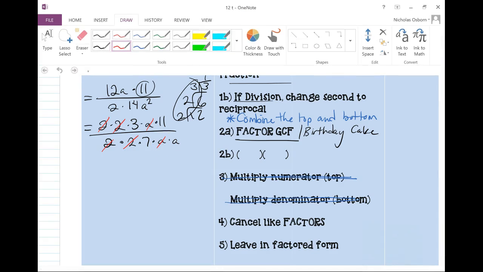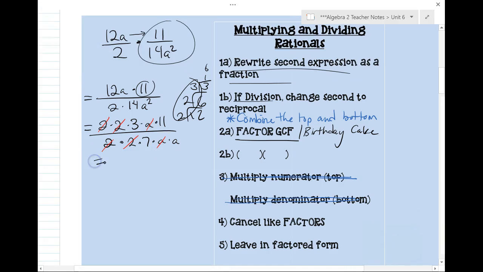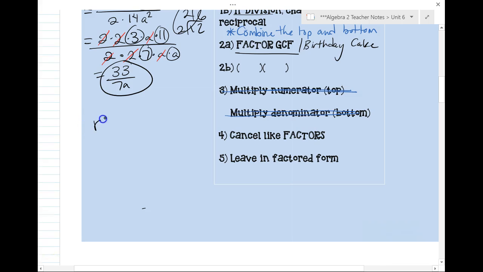Okay, so now, rewrite what you have left. Well, I have a 3, a 7, 11 up here, and an a. So let's do the top. Now I'll multiply 3 times 11, which is 33. And then the bottom, 7 times a, which is just 7a. And that's it. Next one, we're going to look at a trinomial.